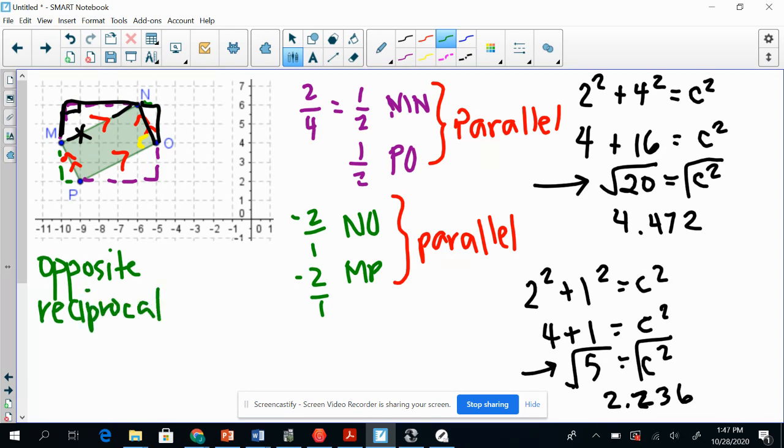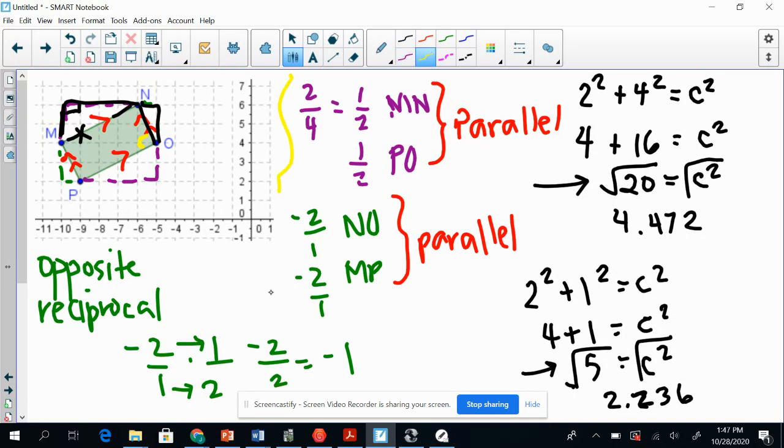So if I take NO, which is -2/1, and PO, which is 1/2, one's negative, one's positive, and they flipped. The video you watched also said that if I was to multiply this out, that would give me -2 over +2, which gives me a -1. That's how you can check that they're reciprocal as well. So if switching sign and flipping doesn't make sense to you, multiply the two slopes together, and you should get a -1.